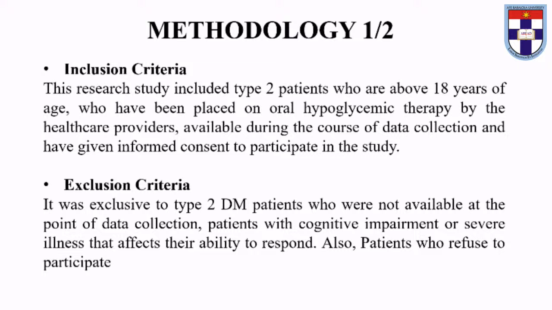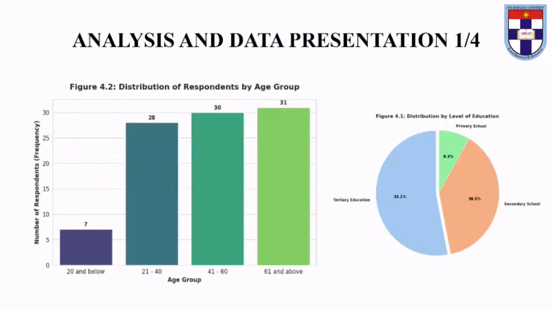So the research was inclusive of patients who are above 18 years of age, and exclusive of patients that are cognitively impaired. Though they meet the inclusion criteria, they are cognitively impaired or they are not available at the point of data collection. So, right down to the results.